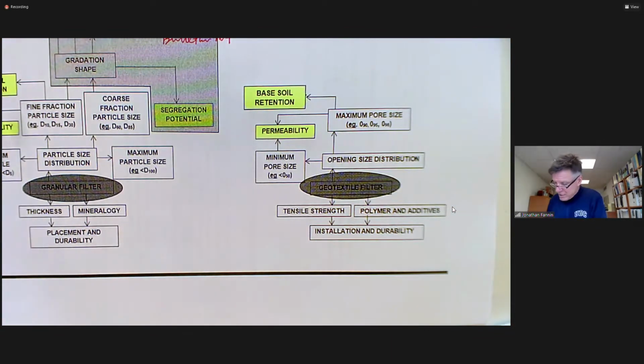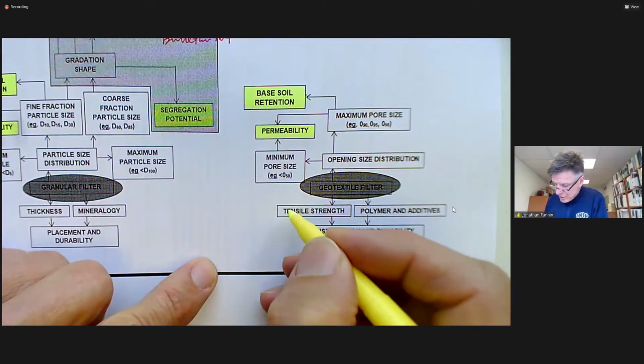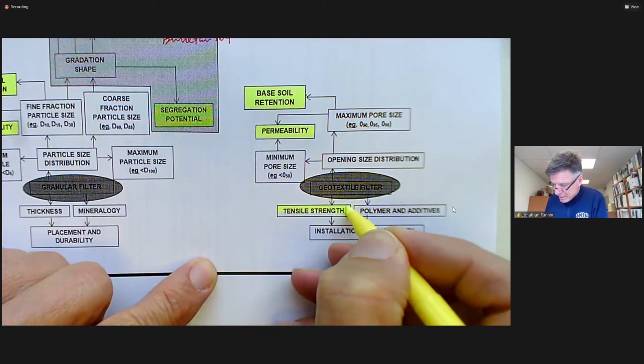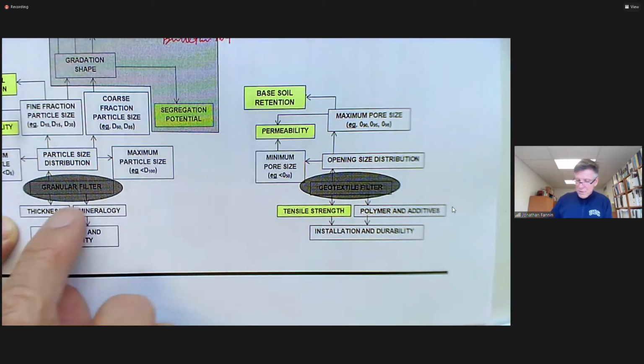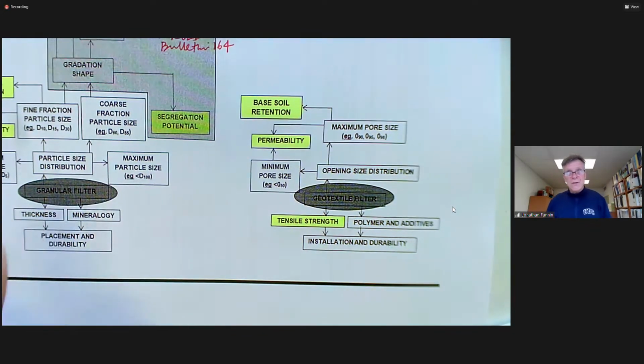But the third criterion that pops up for the geotextile filter is tensile strength. And of course, that's not appearing over here in the granular filter, because a granular filter won't have tensile strength. And in fact, if anything, we don't really want that much tensile strength in case, again, it leads to this potential for hydraulic fracture.